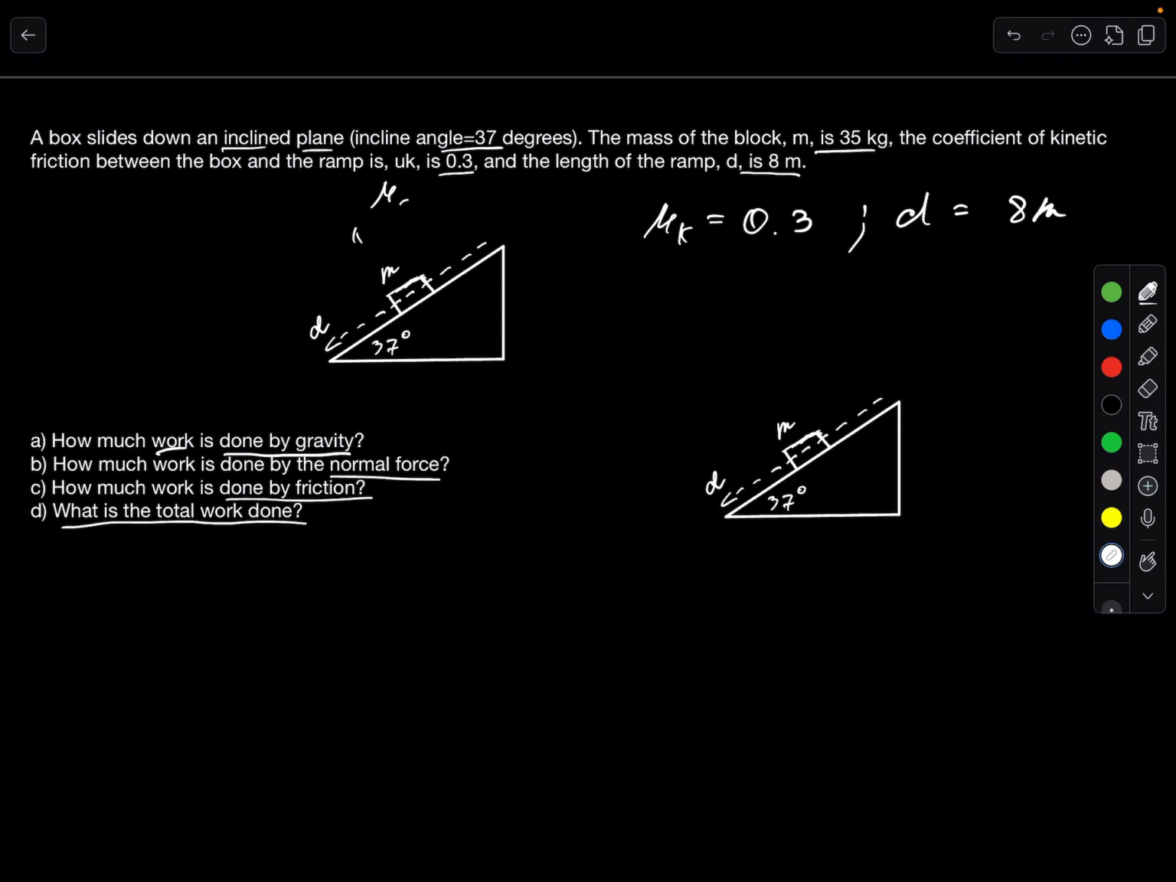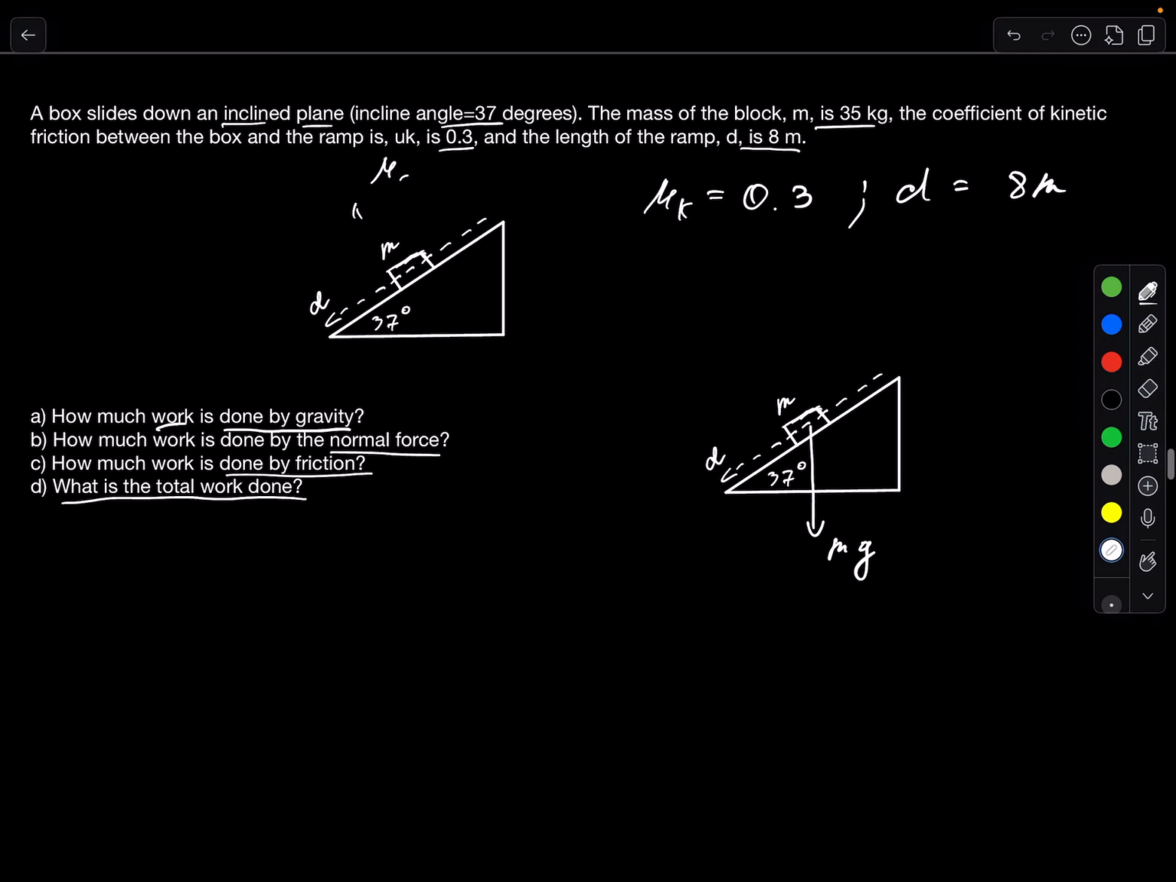So what forces do we have? Obviously, we have the force of gravity, mg. We have the normal force, perpendicular to the surface that the object is sliding on. Then we have the force of friction. That's not a straight line, that's fine. So the force of friction is kinetic friction. Let's denote that. And those are all the forces acting on the system.